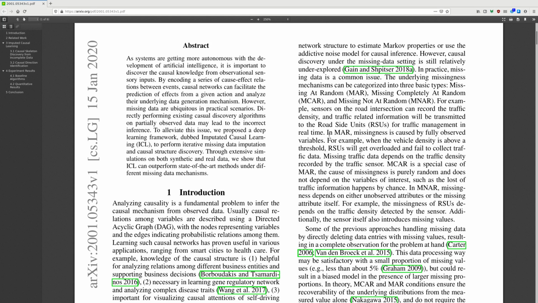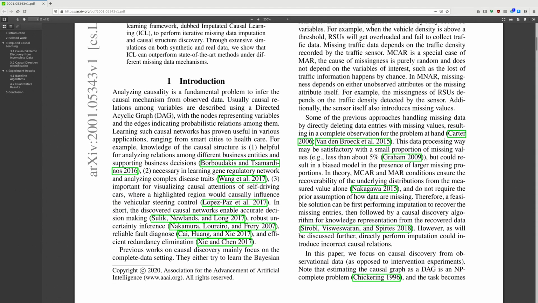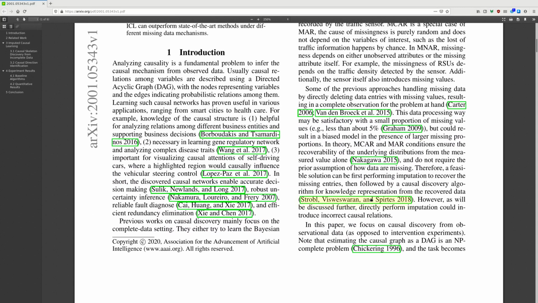MCAR is a specific case of MAR. The cause of missingness is purely random and does not depend on the variables of interest, such as the loss of traffic information happening by chance. In MNAR, missingness depends on either unobserved attributes or the missing attribute itself. For example, the missingness of RSUs depends on the traffic density detected by the sensor. Additionally, the sensor itself also introduces missing values.